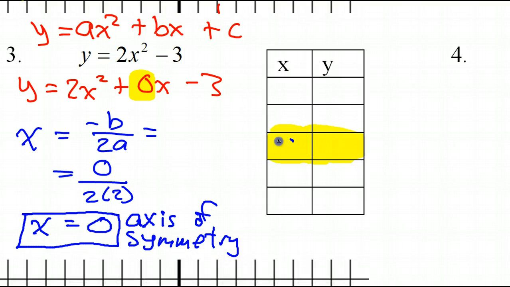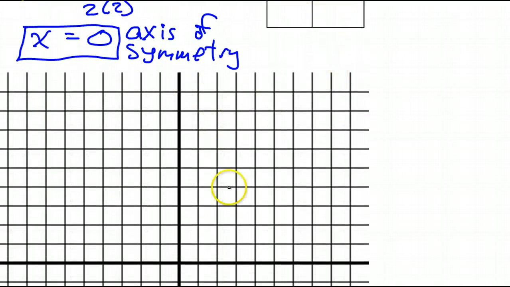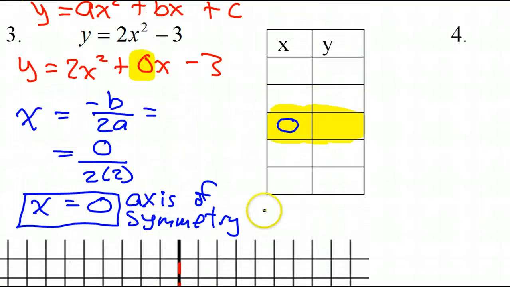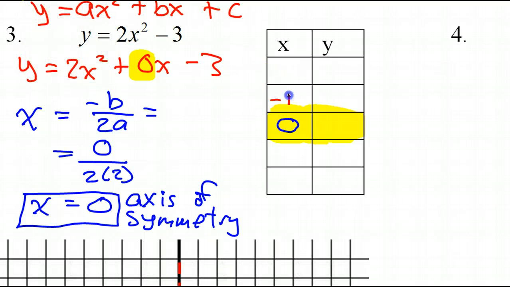Okay, which means the x value of our vertex is going to be 0. Okay, x equals 0, well that's right on the y-axis. So let's go ahead and get the rest of this table. If 0 is in the middle, then if I go below that, I'm talking about -1 and -2. If I go above that, I've got +1 and +2.